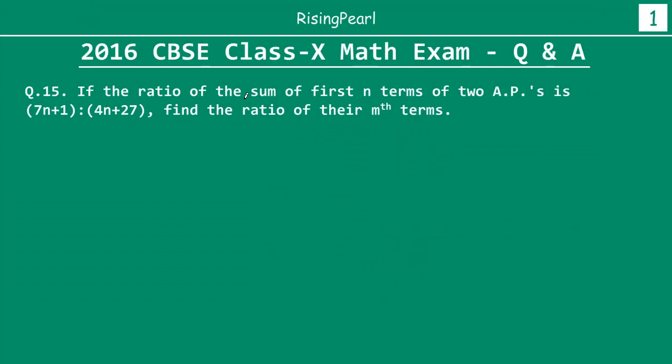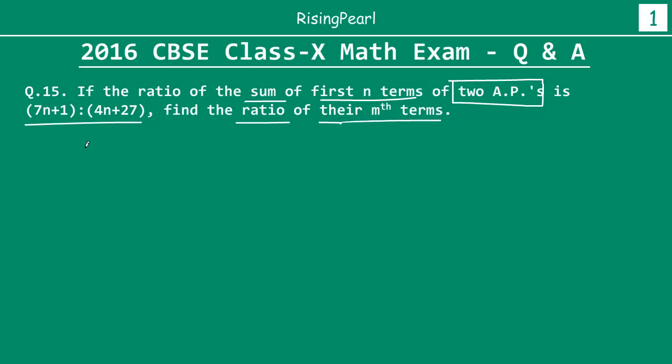If the ratio of the sum of first n terms of two arithmetic progressions, we don't have one, we have two arithmetic progressions, is given by 7n plus 1 is to 4n plus 27, find the ratio of their mth terms.